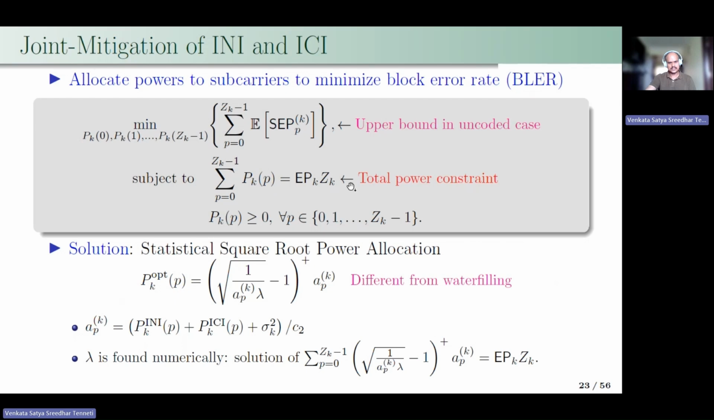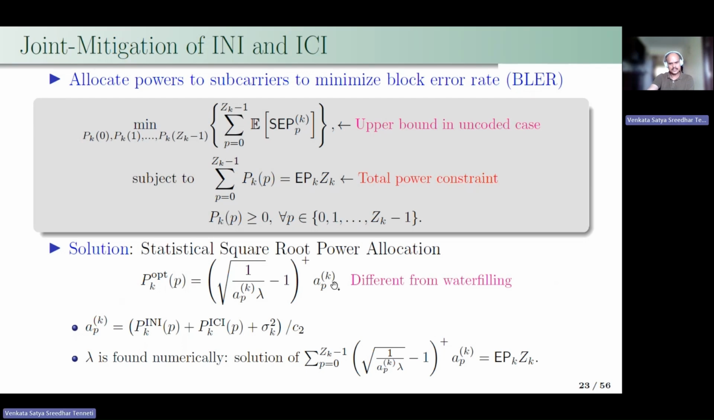Here we have a total power constraint and also a non-negativity constraint because the optimization variables are powers. This is a convex optimization problem and we have derived a closed form solution for it. The solution for this problem is shown here. Because of its mathematical form, we have named it statistical square root power allocation. Notice that it is different from water filling, because the objective function is not the sum rate of the subcarriers, and also we do not use the instantaneous channel gains in the objective function.